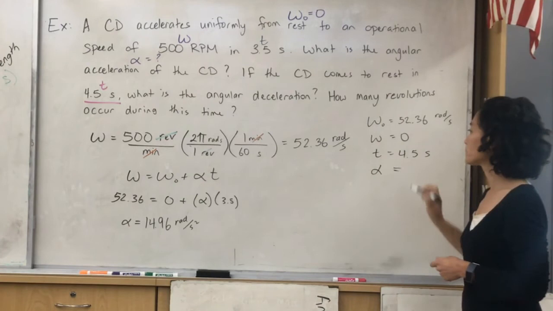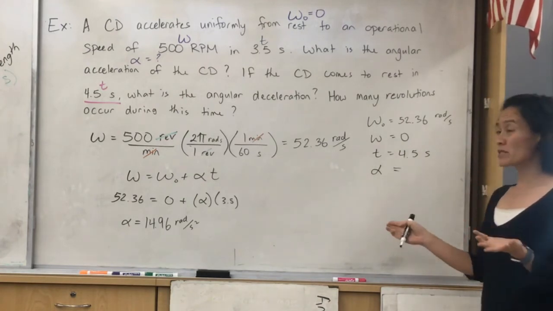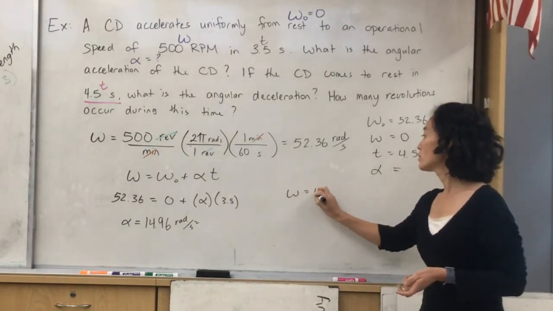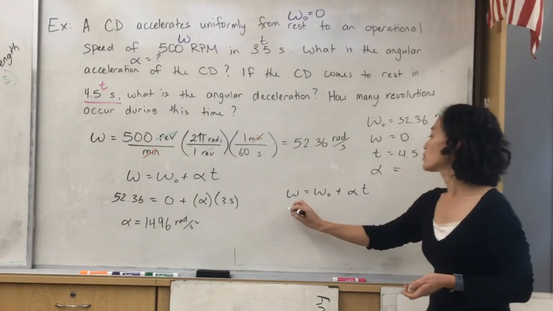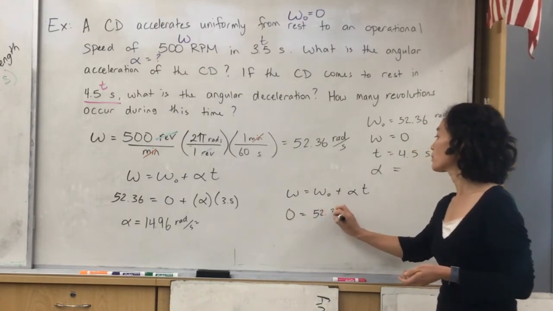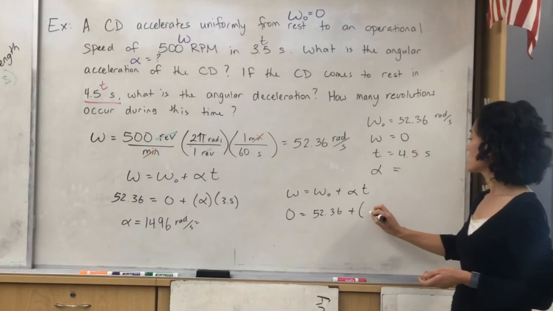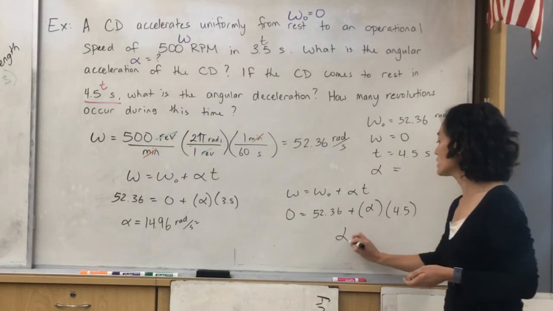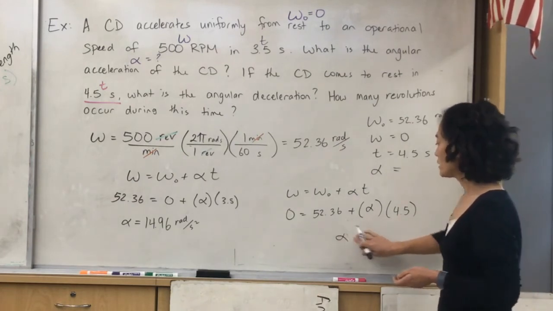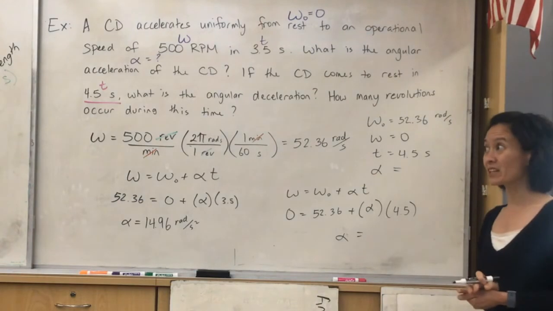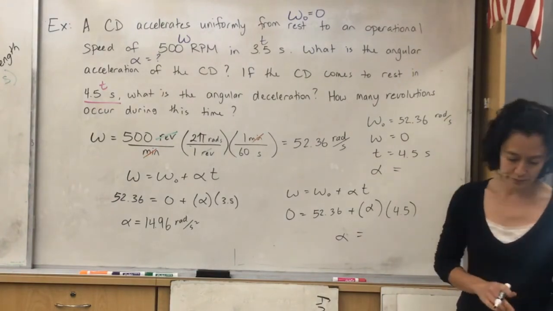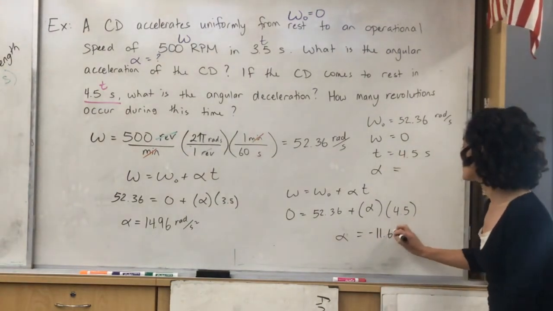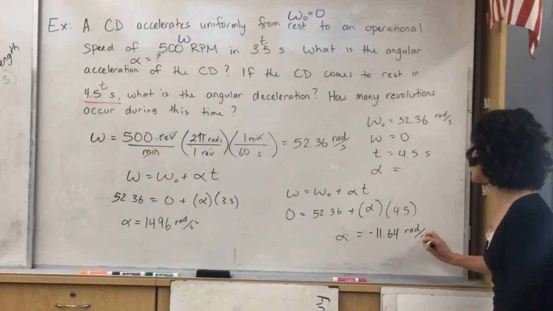What is the alpha? You should be able to see that it's going to be the same equation. We're just going to go to a stop. So this will be 0 is equal to 52.36 plus alpha times 4.5. Again, pause the video. Calculate the alpha for the deceleration, so it should be a negative value. And I got that it was negative 11.64 rads per second squared.